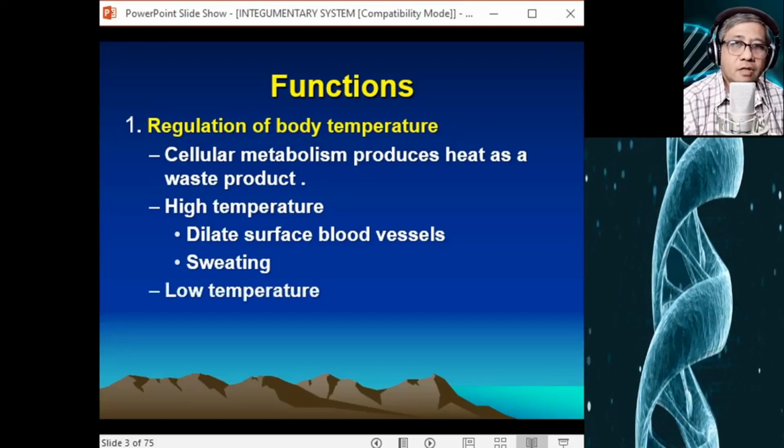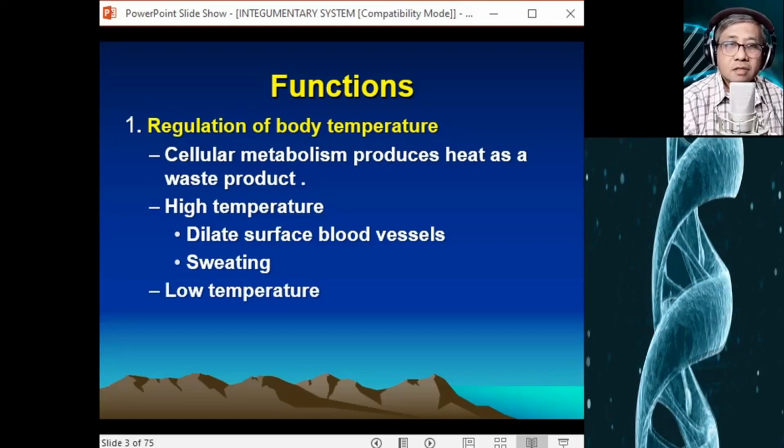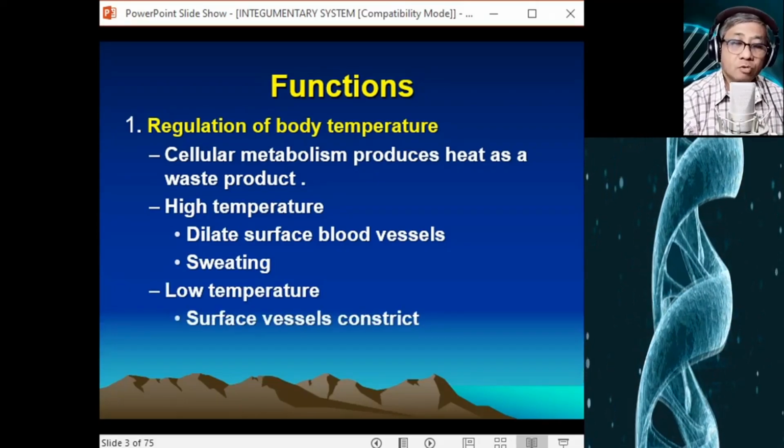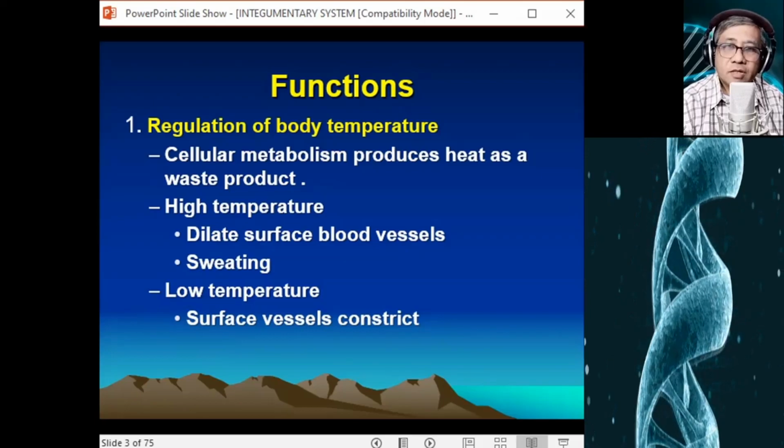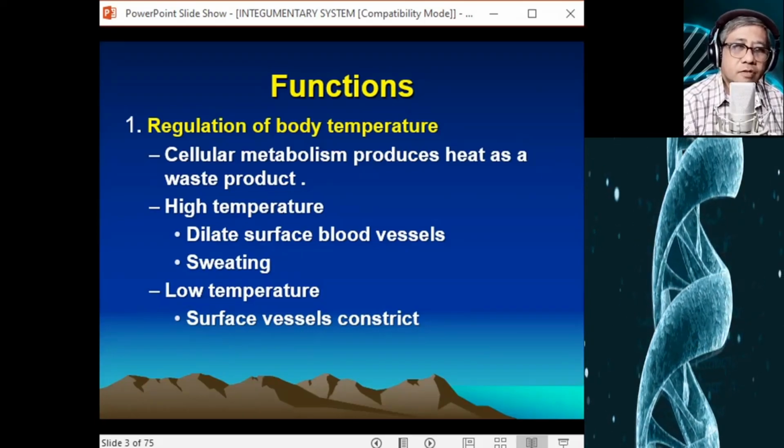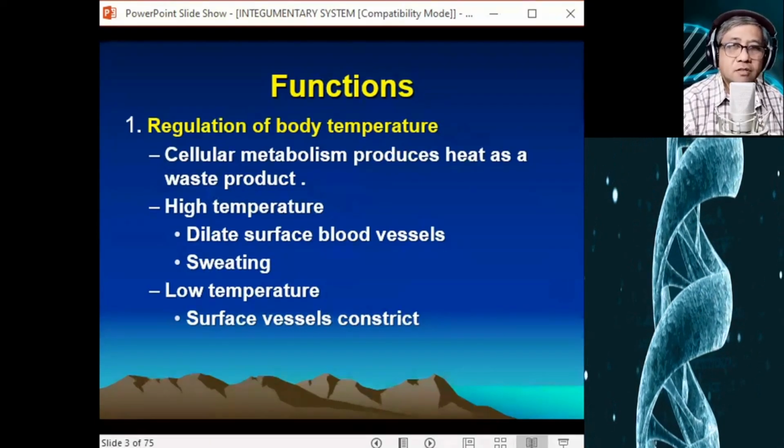Now, what if the temperature outside or even inside the body gets lower than normal? What happens is that our blood vessels begin to constrict. So there's constriction of blood vessels. Constriction means that the diameter of the blood vessel decreases. So the lumen of the blood vessels becomes smaller, in contrast to dilate. Dilate means that the lumen of the blood vessel increases; the diameter gets bigger. So this constriction of blood vessels will allow the heat to be contained. In order to preserve the remaining body heat, blood vessels begin to constrict.